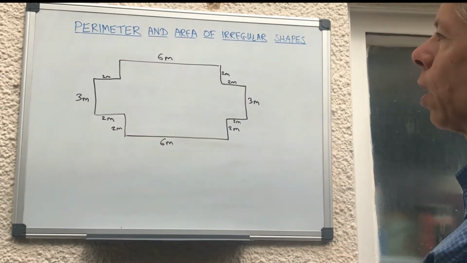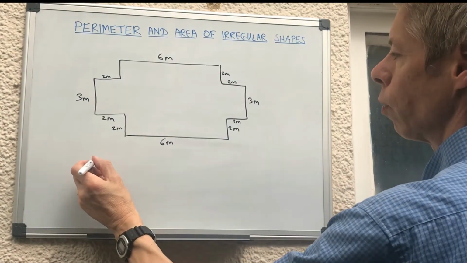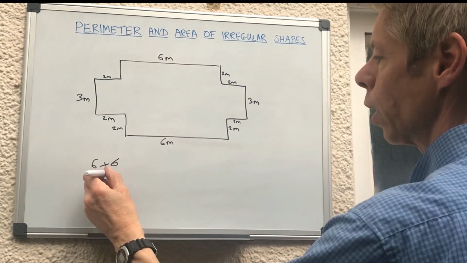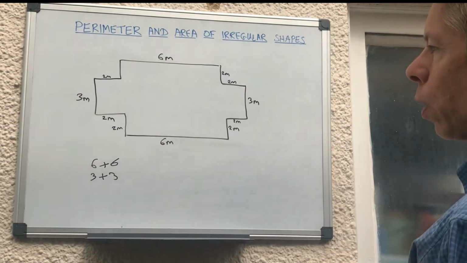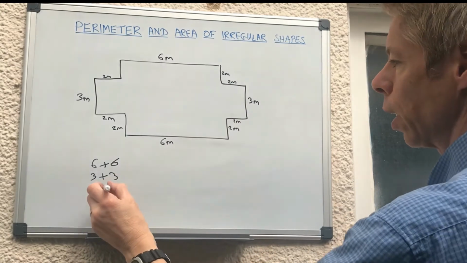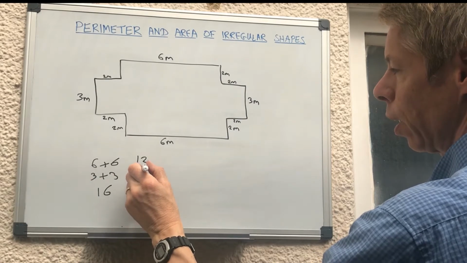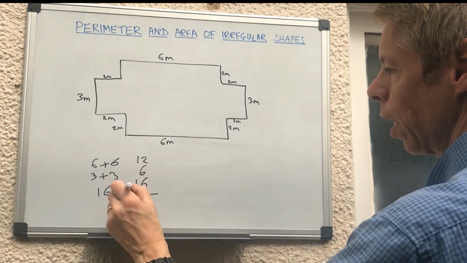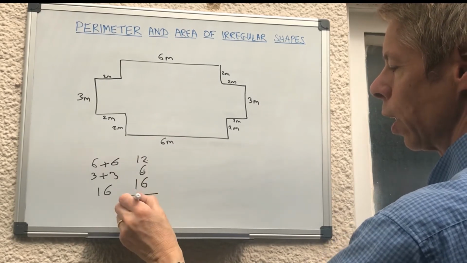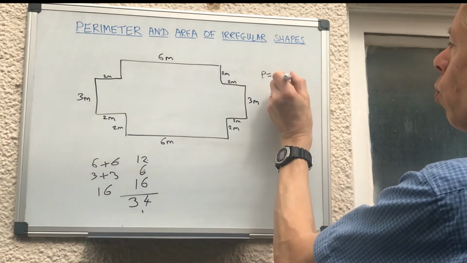Okay, so to work out the perimeter, what you could do is the fact that 6 plus 6, because we've got 2 6s there, we've got 2 3s, 3 plus 3, and we've got a lot of 2s. So we could just count up 2, 4, 6, 8, 10, 12, 14, 16. So we're going to add 16. So 6 plus 6 is 12, 3 plus 3 is 6, and then we're going to add 16. Add all those together, 8 plus 6, 14, and you've got 20, so that's going to be 34. So perimeter is 34 meters.